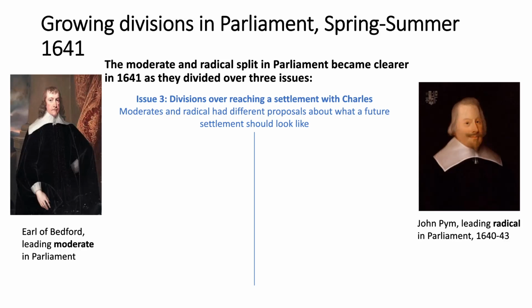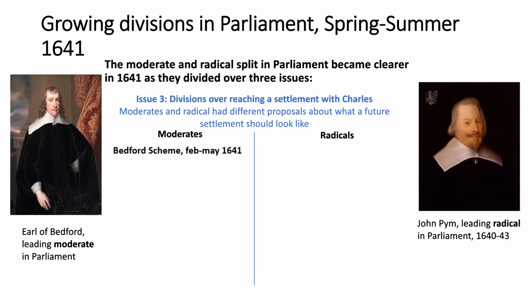Moderates and radicals had different proposals about what a future settlement might look like. What I mean by a settlement is simply an agreement on how we're going to move forward in this instance. What constraints is Charles going to have on his powers, and what position is Parliament going to have? Basically, moderates and radicals disagreed on what exactly that settlement should look like. So let's get into the details.